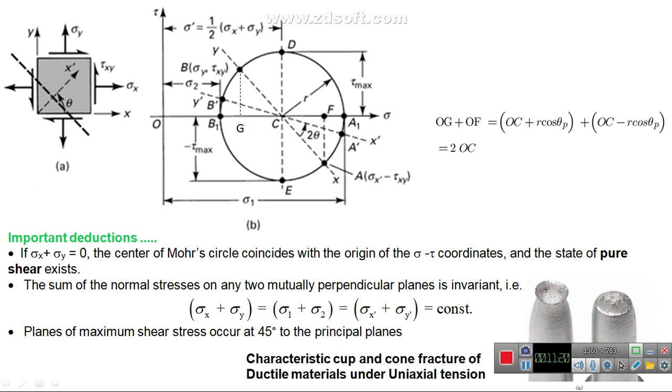It has been established that ductile materials exhibit a characteristic cup and cone fracture under tension. This is illustrated in the figure. The planes of maximum shear stress occur at a 45 degree angle to the principal planes, and this accounts for the characteristic cup and cone fracture appearance, due to failure by shearing along these angled planes.